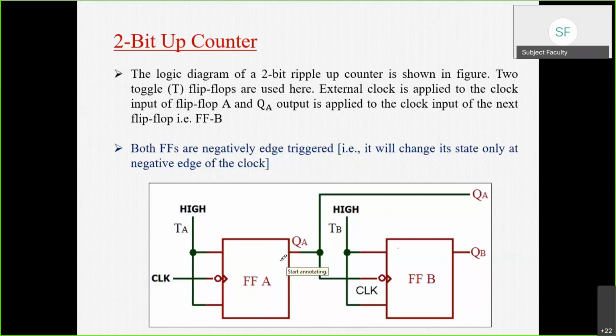Again I am repeating, this is the logic diagram of a 2-bit counter. The connection is this: the output of the first flip-flop is connected as the clock of the second flip-flop. And the second important thing is that these flip-flops are negatively edge triggered. Now we will work.